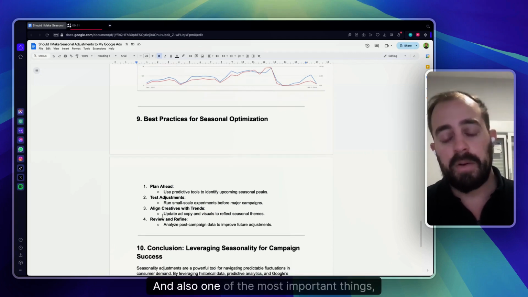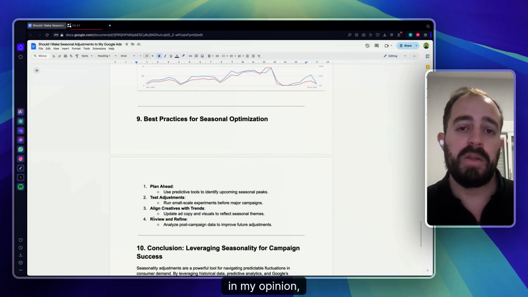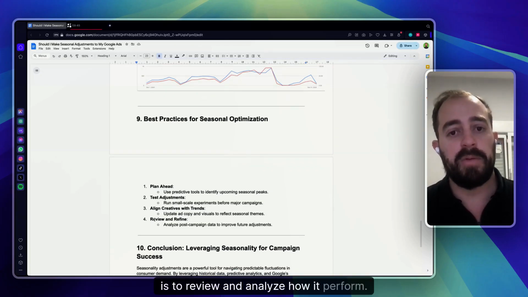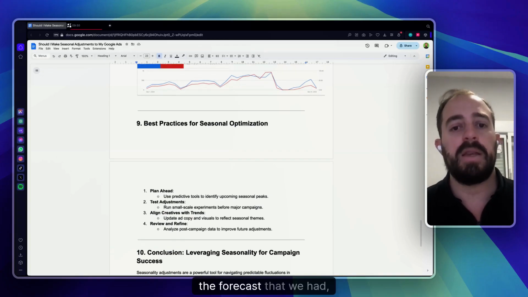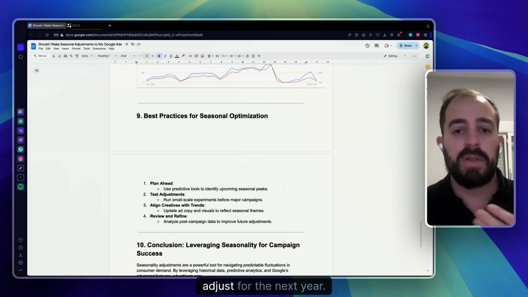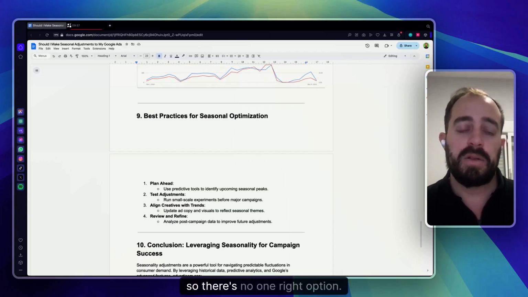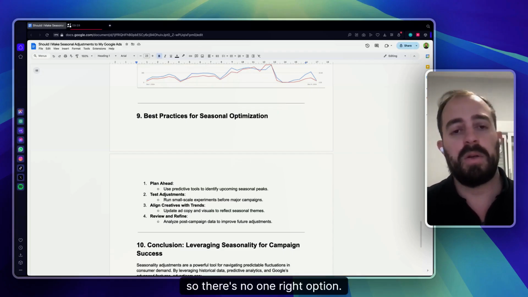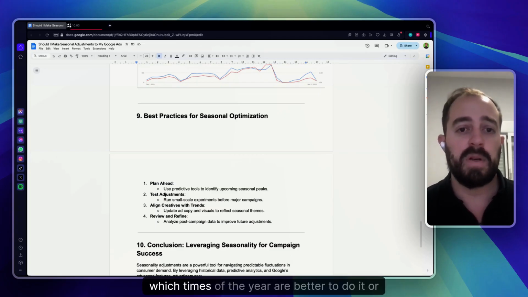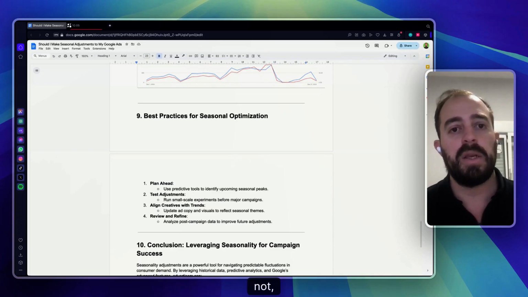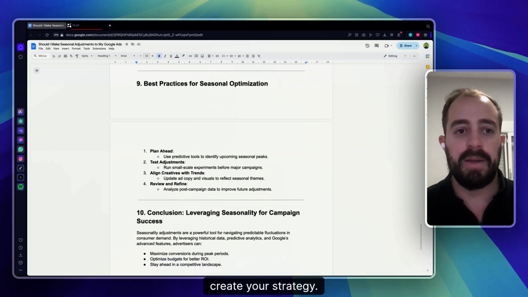And also, one of the most important things, in my opinion, is to review and analyze how it performed. See if the trend matched your expectation, the forecast that we had, and based on that, adjust for the next year, because here it's a bit of testing, so there's no one right option. So it's always important to analyze what worked, what it didn't, and which times of the year are better to do it or not. Based on that, create your strategy.